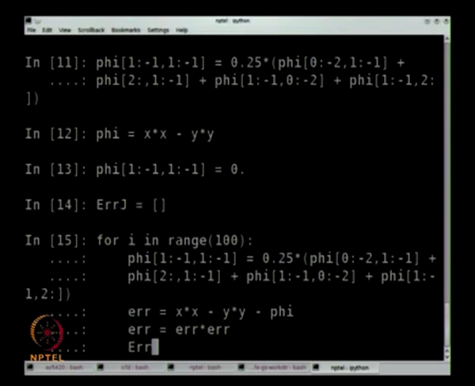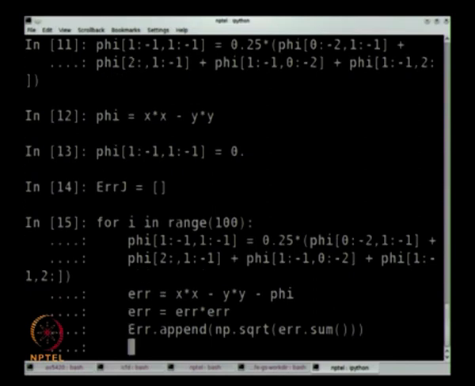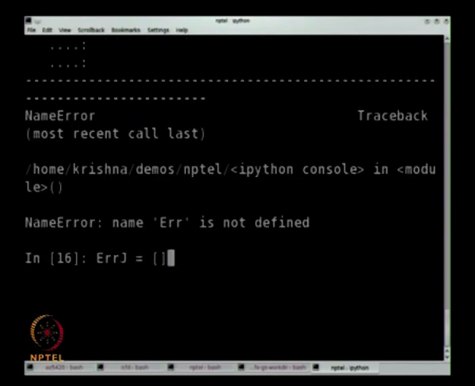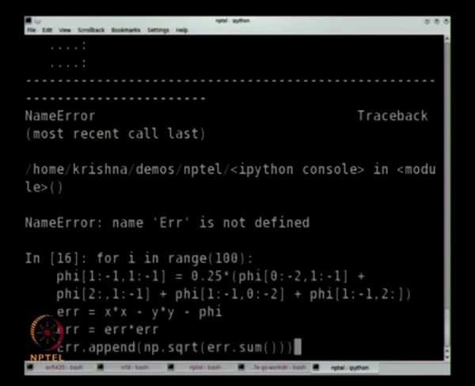So ERR dot append, fine. I could possibly even take the square root of that, np dot square root, sum of the squares, is that fine? This should give me what I want. And did I make a mistake? ERRJ. So when you get clever, that's what happens.